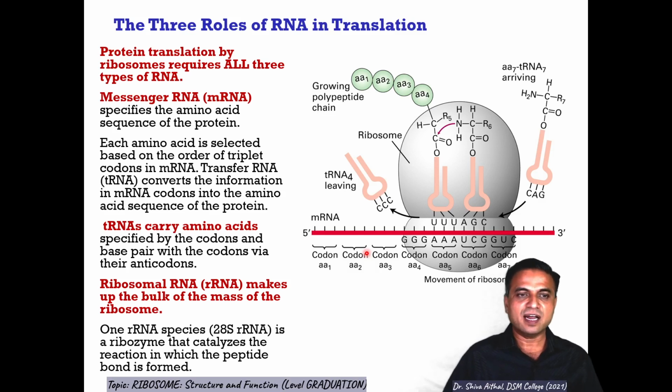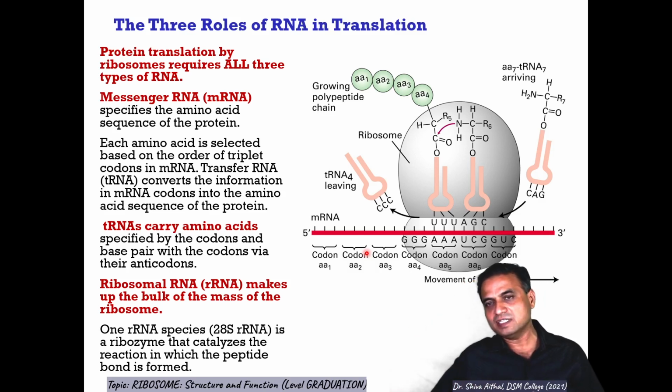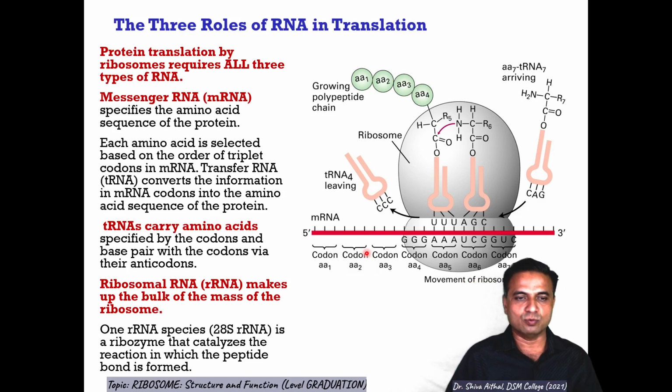So the transfer RNA converts this information from the mRNA codons into amino acid sequences of the proteins, and all this is provided at a meeting place, the ribosomes. Ribosomal RNA makes up the bulk of the mass of the ribosome, although in some species this may not be the major bulk of the RNA content.